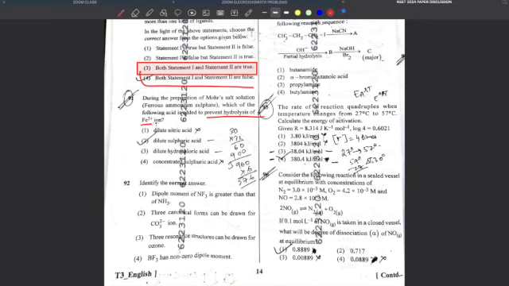91 question, during the preparation of Mohr's salt, which of the following acid is added to prevent the hydrolysis of iron, right? So to stop iron hydrolysis we use dilute sulfuric acid.